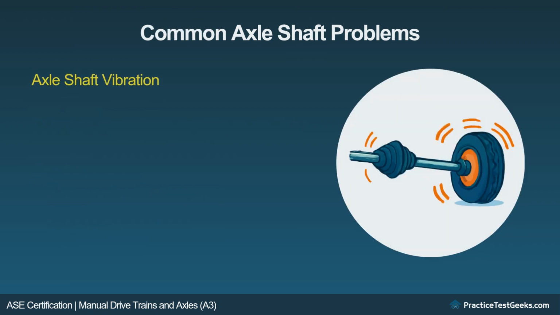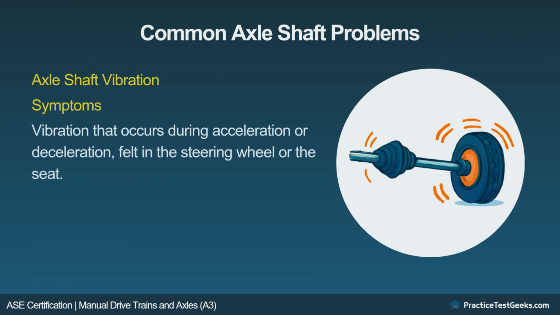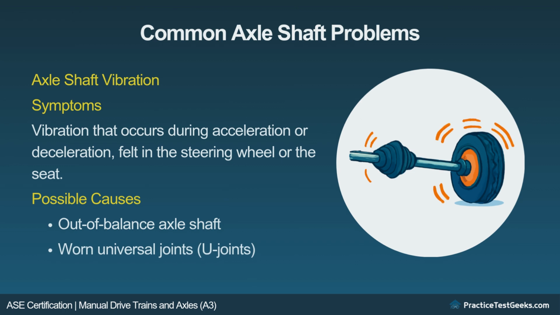Axle shaft vibration. Symptoms: vibration that occurs during acceleration or deceleration, felt in the steering wheel or the seat. Possible causes: out-of-balance axle shaft. Axles that are not properly balanced can cause vibrations at certain speeds. Worn universal joints, U-joints. U-joints that connect the axle shafts to the drive shaft can wear out, leading to vibration.